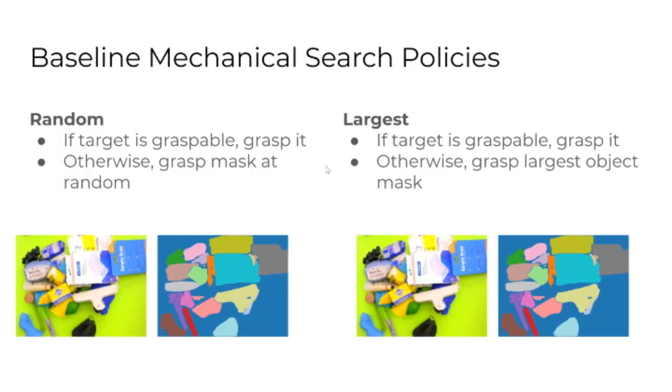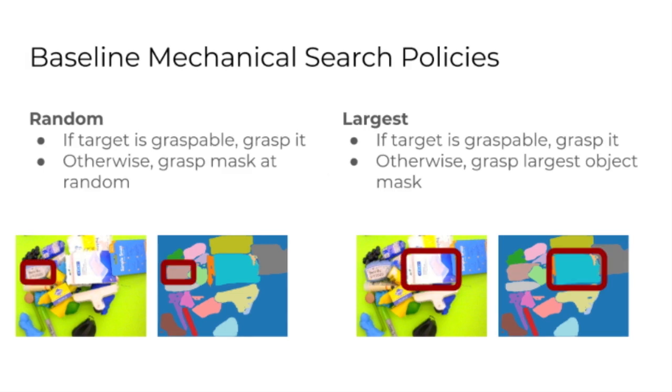We compare the proposed policy to two baselines introduced in previous mechanical search papers: a random policy that grasps the target if possible and otherwise grasps a random mask, and the largest policy that grasps the target if possible and otherwise grasps the largest object mask. Here is an example of which object mask each of these policies would plan a grasp on for a given scene.